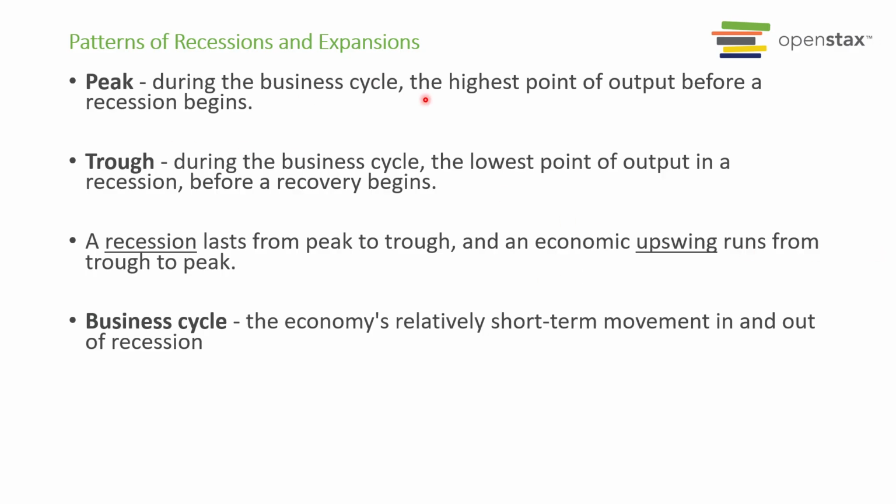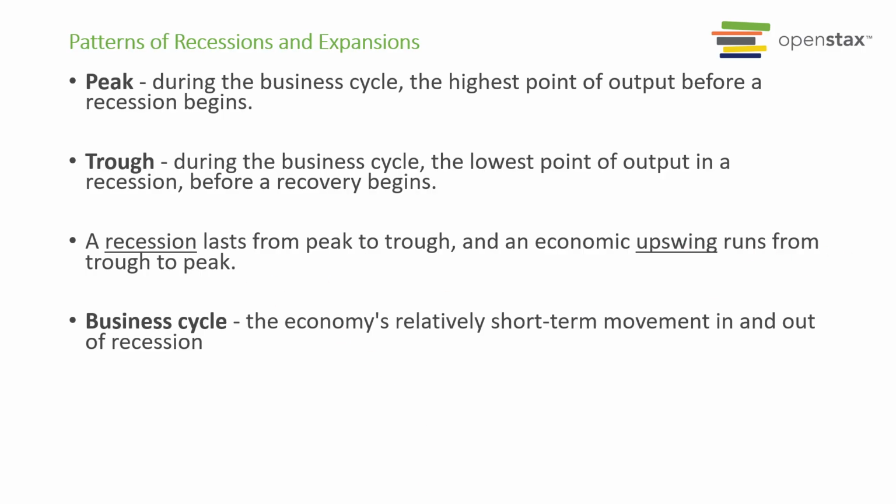So during the business cycle, the highest point of output before a recession begins, we call that the peak of the business cycle. And the trough is the other way around. That's the opposite case. That's the lowest point of output in a recession before the economy starts to recover. So you get the peak, followed by the trough, and that completes an entire business cycle. The recession actually lasts from peak to trough, and the economic upswing runs from the trough to the peak.